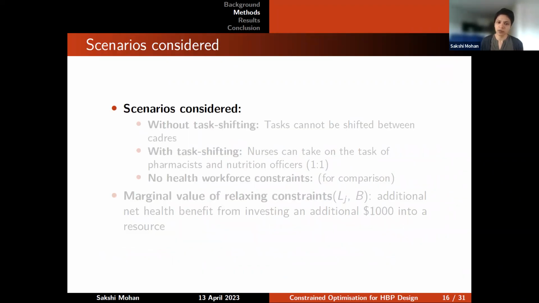So we considered two main scenarios. The first one assumes that there is no task shifting between health worker cadres, which means that if the capacity of even one of the cadres required to deliver an intervention is exhausted, that intervention cannot be delivered.